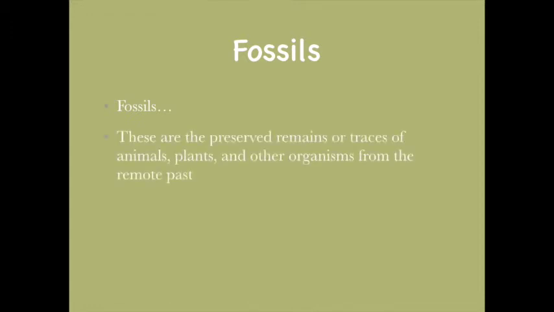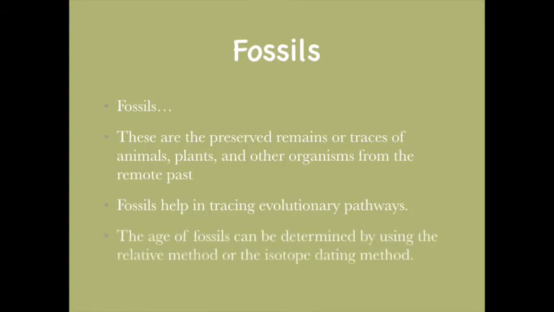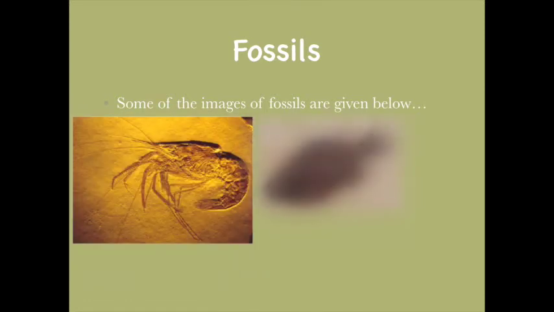Now let us study fossils. So what are fossils actually? Fossils are preserved remains or traces of animals, plants and other organisms from the remote past. Fossils help in tracing evolutionary pathways. The age of a fossil can be determined by using a relative method or an isotope dating method like the carbon 14 method, C14 dating. Given below are some images of fossils. Please have a look.